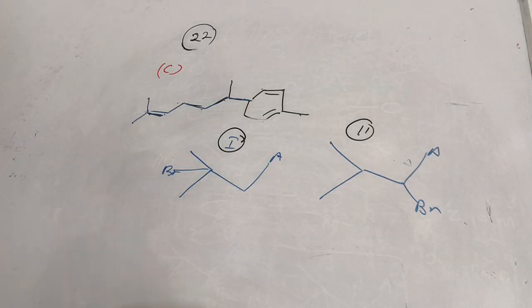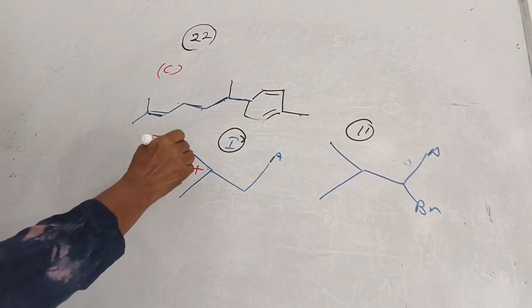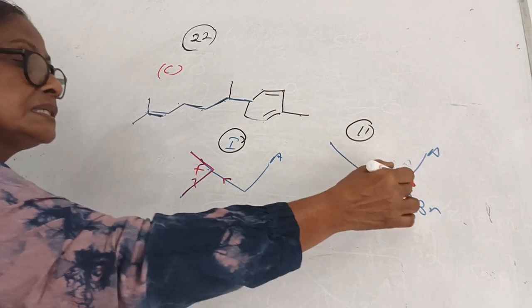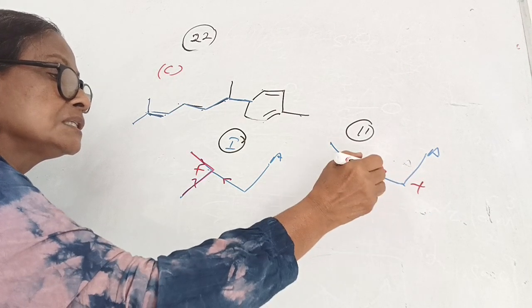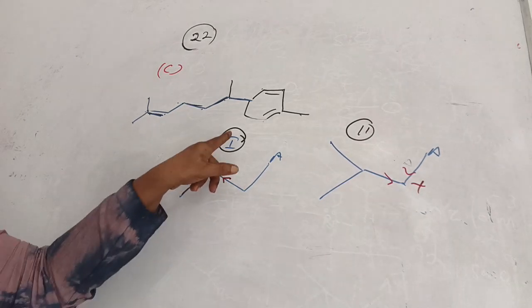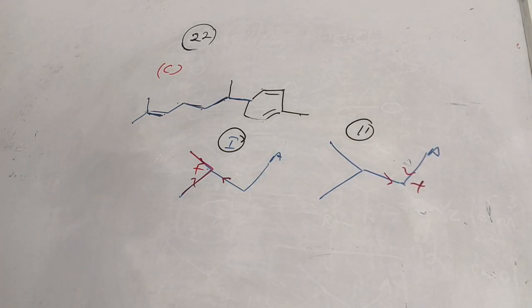Why is 1 the major product? By referring to the mechanism, this has been produced through a carbocation intermediate, which is a tertiary carbocation intermediate, which is more stable. This has been produced through a secondary carbocation intermediate. So the reason why it's a major product is it is produced through a tertiary carbocation intermediate, which is more stable than the secondary carbocation intermediate.